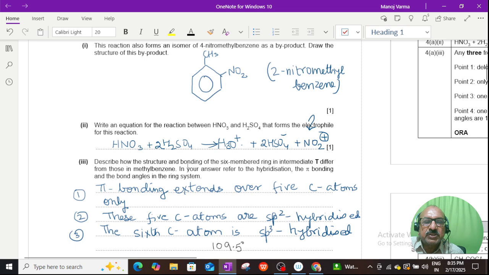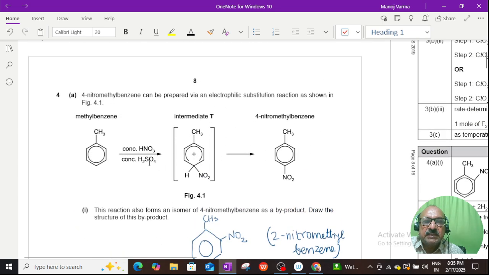Describe how the structure and bonding of the 6-membered ring in the intermediate T differ from those in methylbenzene. In your answer, refer to the hybridization, the pi bonding and the bond angles in the ring system. If you look at this intermediate, you can easily see that the pi bonding extends over only 5 carbon atoms, and the 6th carbon atom over here at the number 4 position has only single bonds. So that's one difference compared to methylbenzene.